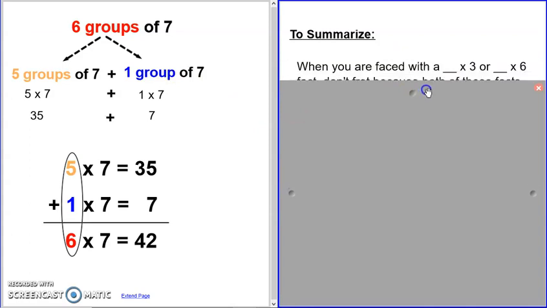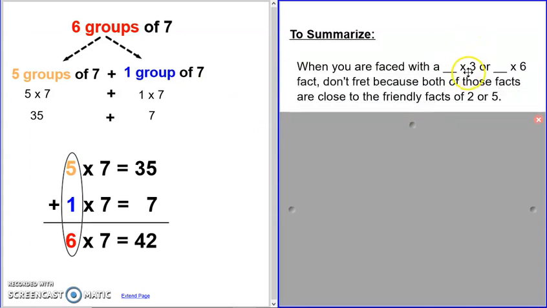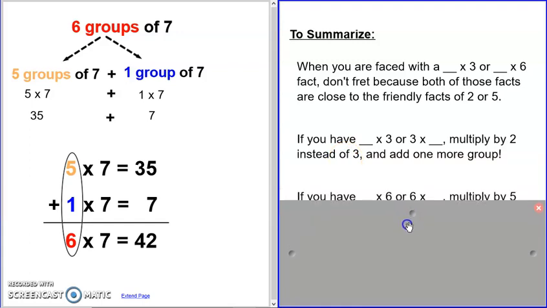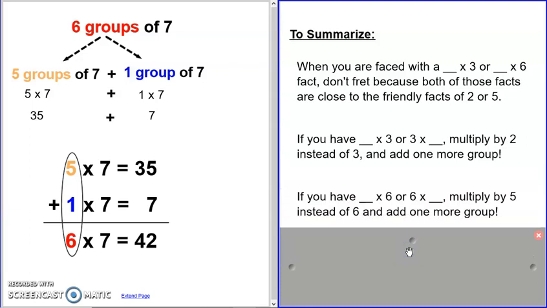To summarize, when you're faced with a fact that's times 3 or times 6, don't fret because both of those facts are close to friendly numbers. 3 is close to 2 and 6 is close to 5. So when you have a 3 times fact or a number times 3, multiply by 2 instead of 3, and then add one group. What if I have a times 6 fact or a 6 times a number fact? Well, 6 isn't friendly, but you know what 6 is close to? 6 is close to 5. So multiply by 5 instead, and then add one more group. So this is the adding a group strategy.